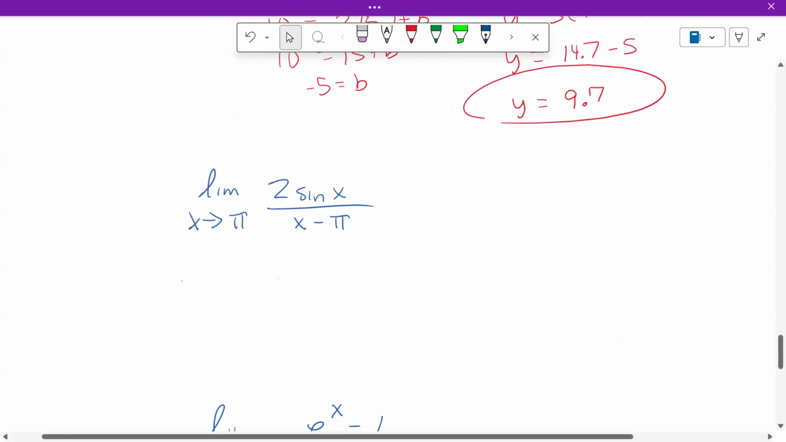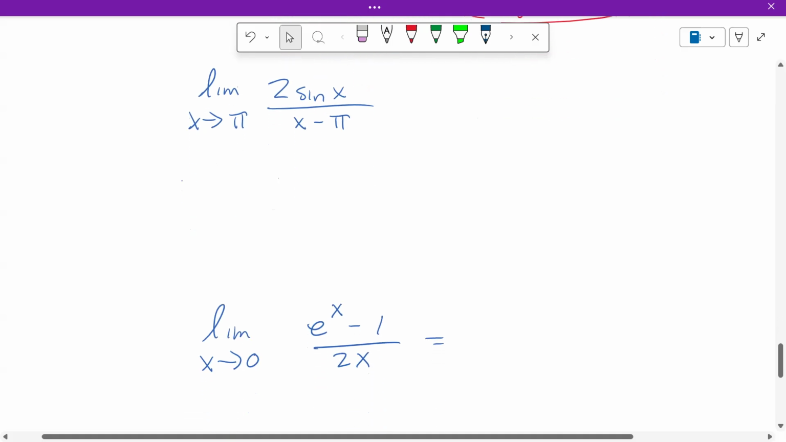What does that look like? Where Kale is, the hospital. I'm so funny. Okay, L'Hopital's rule.